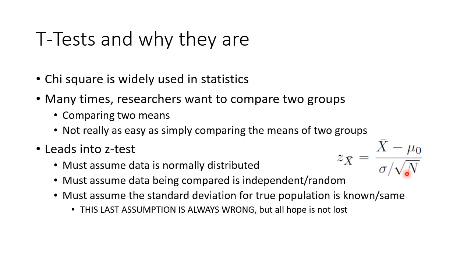A few things that we must assume in order for the z-test to work. First, we must assume that the data is normally distributed, and when we bring this up, we are referring to the fact that the data is distributed on a bell curve. And this is a very common thing to assume when it comes to t-tests. Second, we must assume that the data being compared is independent or random, which is near impossible to achieve, but that doesn't mean that we can't do anything to minimize this.